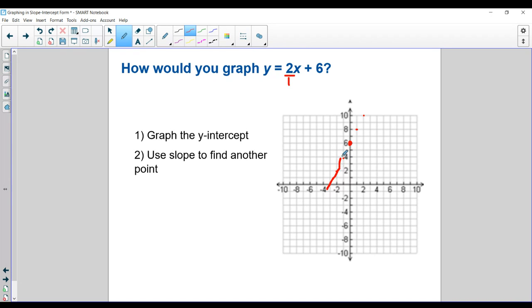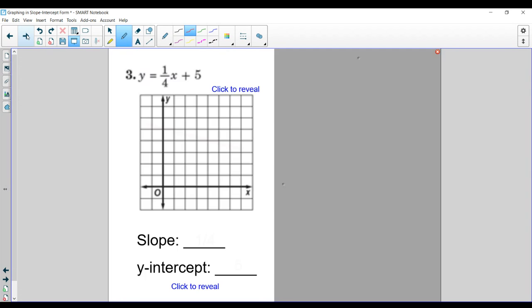Sometimes depending on your coordinate plane, you may have to reverse your slope to get points going in the other direction just so that they fit on your graph. So that was the answer.